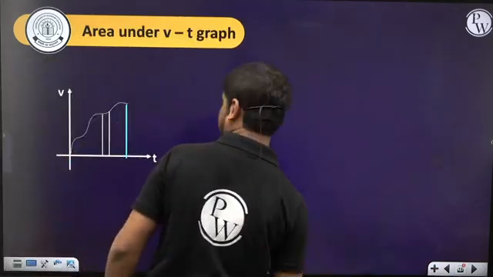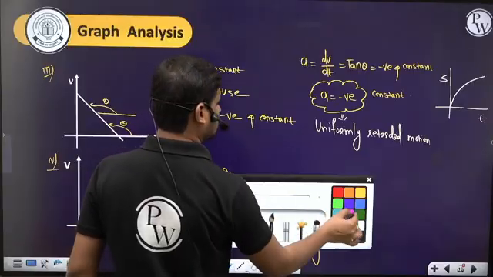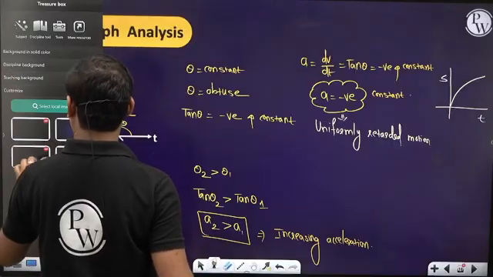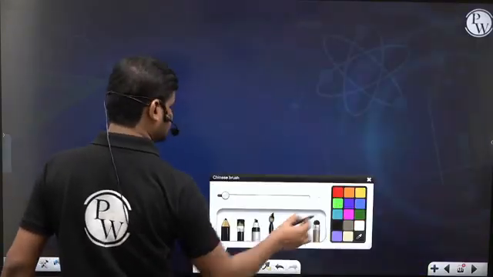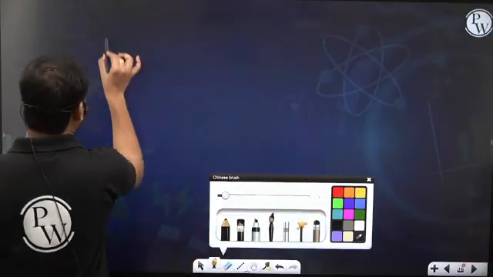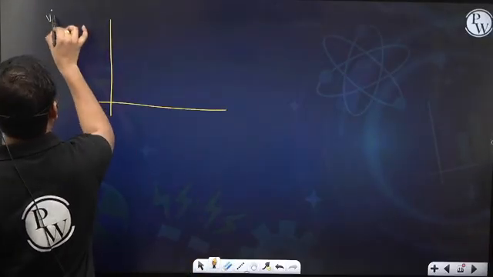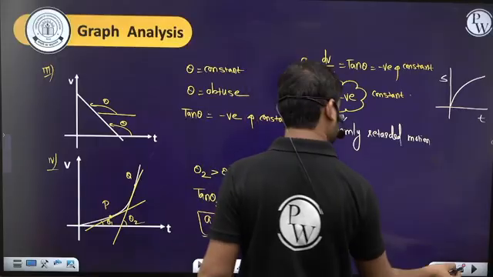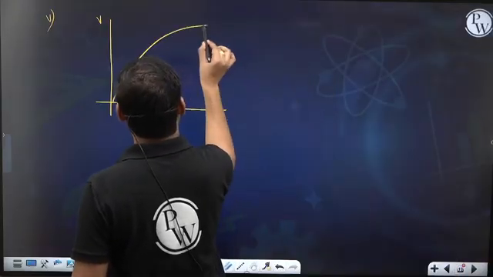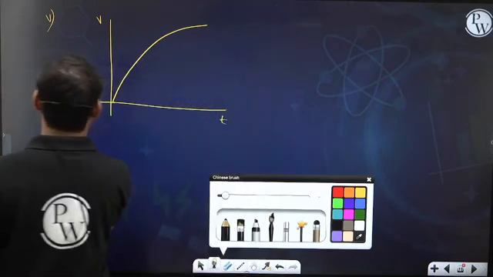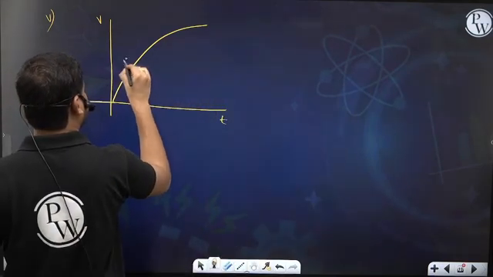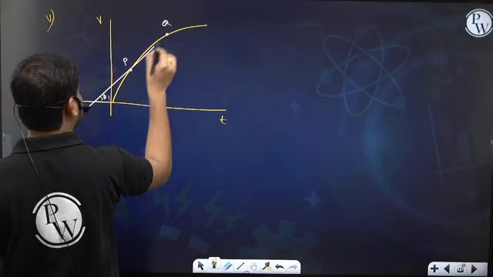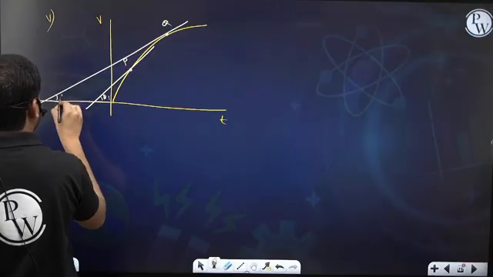So let's consider the fifth one. Let's see here the VT curve, the fifth case. V versus T curve, if it is like this. Now let's suppose I am considering a point P here and a point Q here. Then this is a tangent. Let's suppose it is making angle theta 1, and this is theta 2.